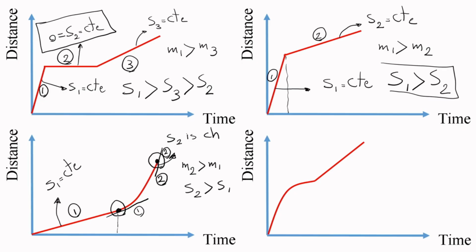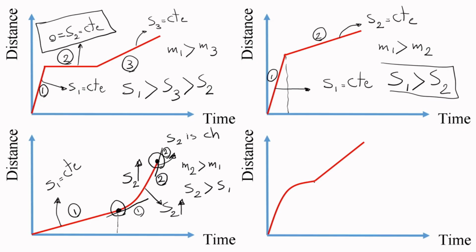So what can I realize from that? Speed is increasing, S2 is increasing. A second method, which is easier: because this part is concave up, I can realize that S2 is increasing.